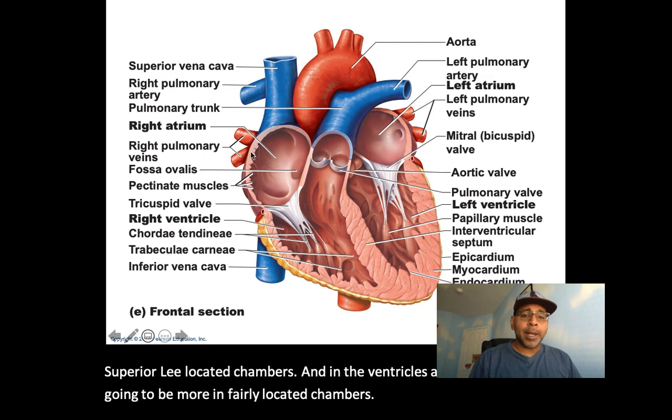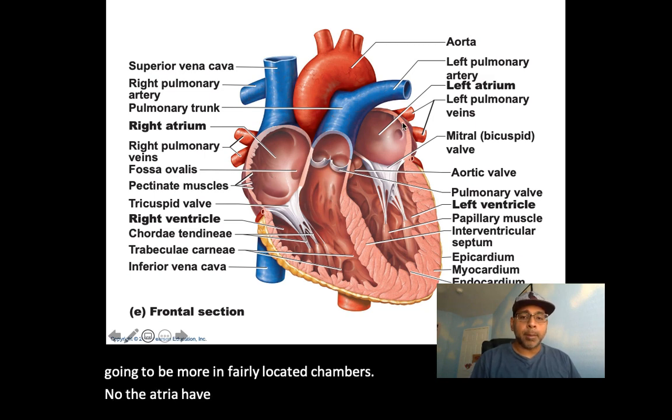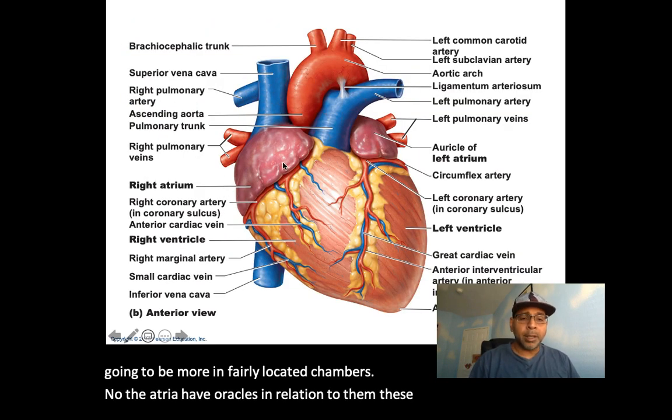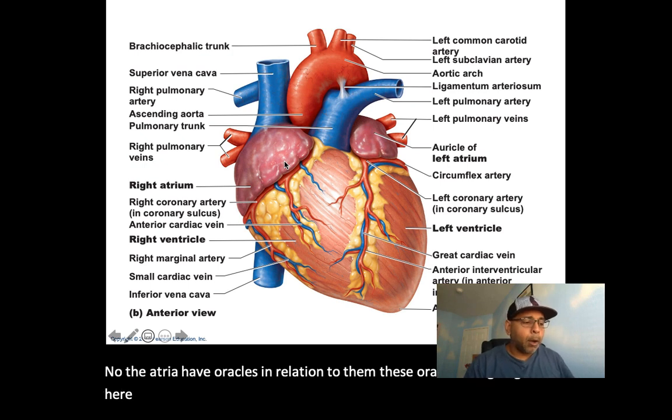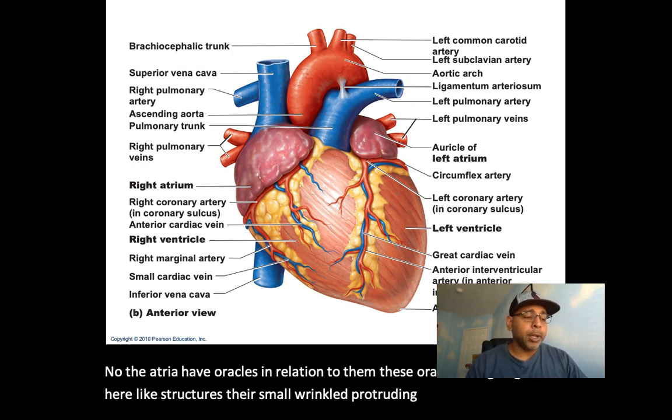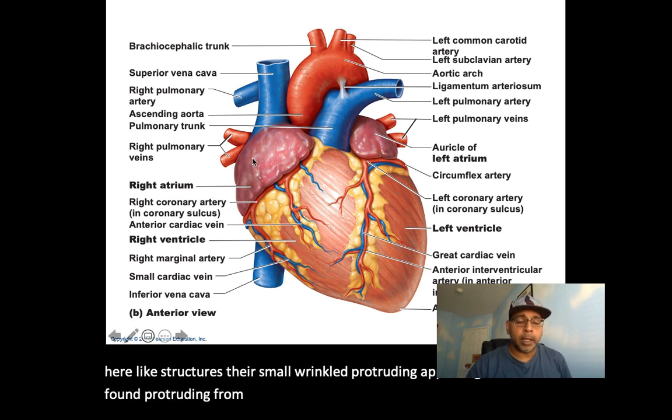Now, the atria have auricles in relation to them. These auricles are going to be ear-like structures. They're small, wrinkled, protruding appendages. They're found protruding from the atria, as we can see here.